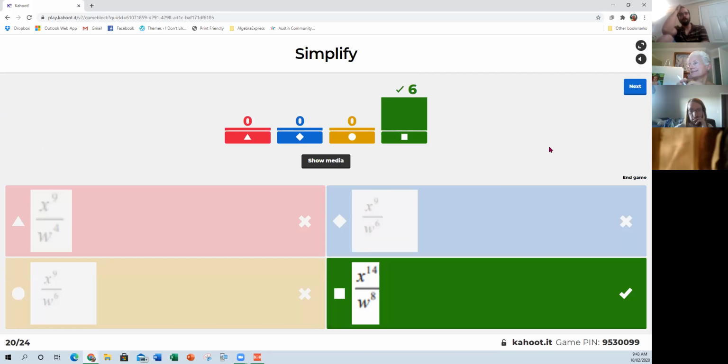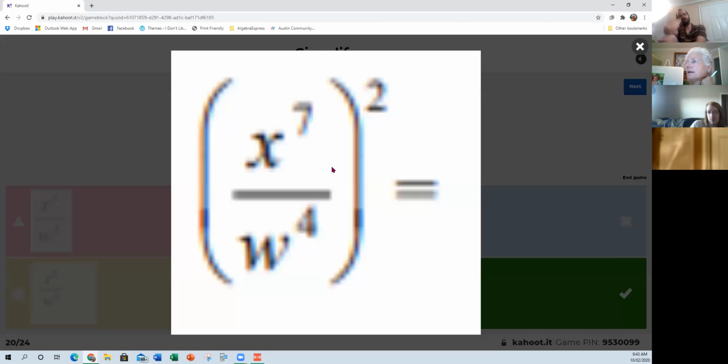Awesome. So when you are taking the power of a quotient, you just multiply that power by both the exponents.